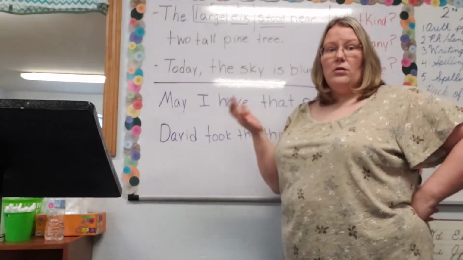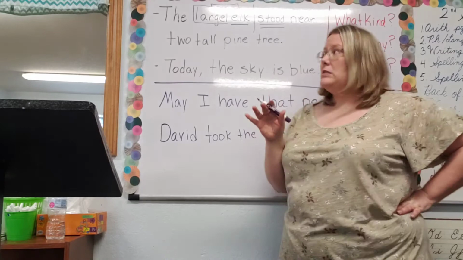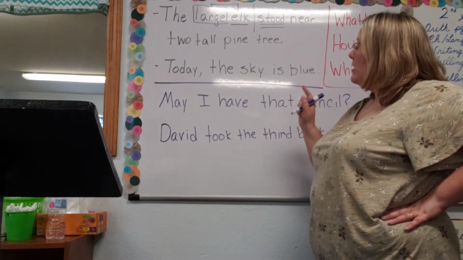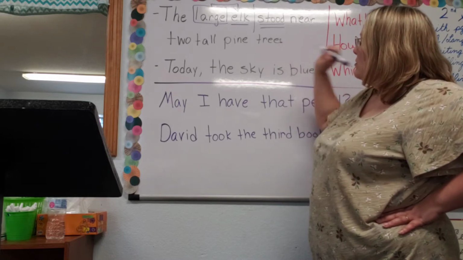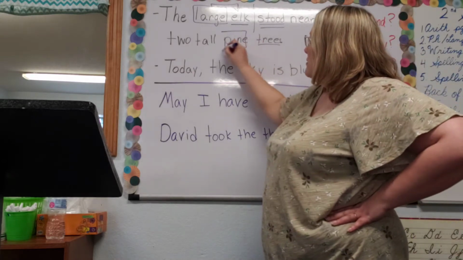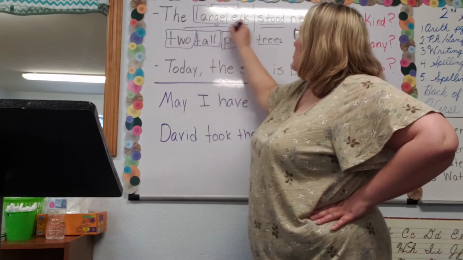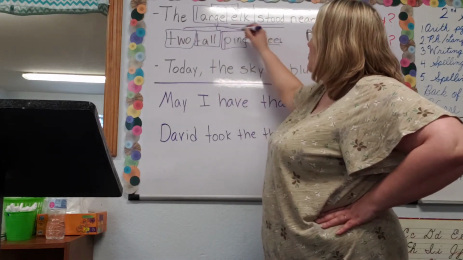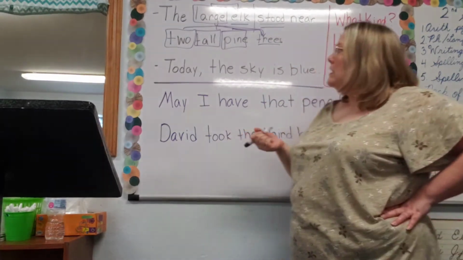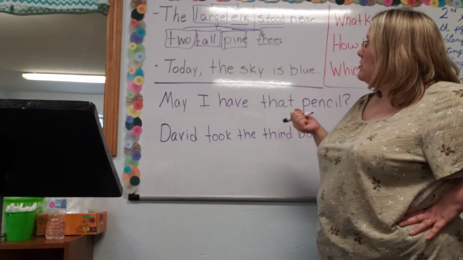Anytime, our adjectives can be anywhere in the sentence. So the large elk stood near two tall pine trees. Add in my S there. So trees is our noun. Okay, we have pine describing it, tall describing it, and two describing it. So we're going to draw arrows from two, tall, and pine, all to trees. It tells what kind of trees and how many trees we have. Okay, so the large elk stood near the two tall pine trees.